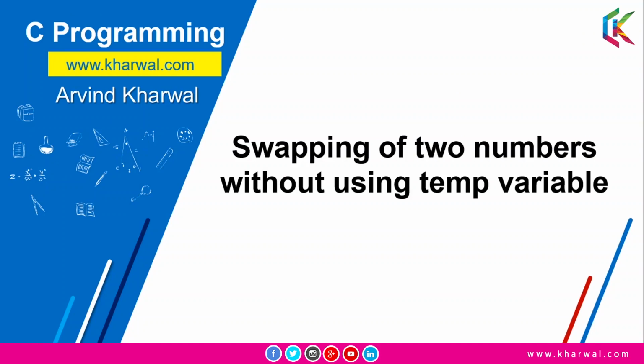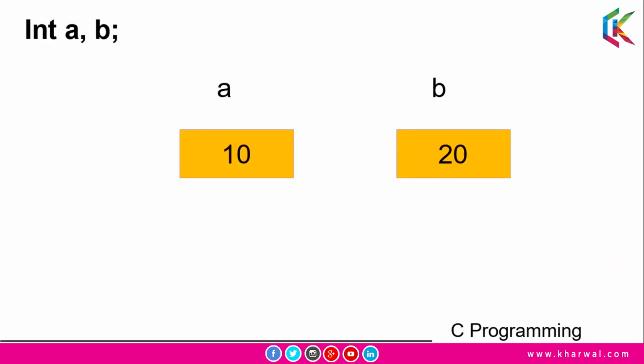And in this session, we are going to perform swapping between two numbers without using temporary variable. So let's get started. Guys, we have declared two integer variables a and b, and the values of a and b are 10 and 20 respectively.